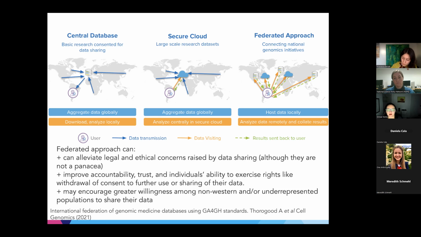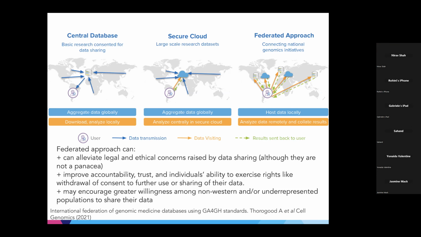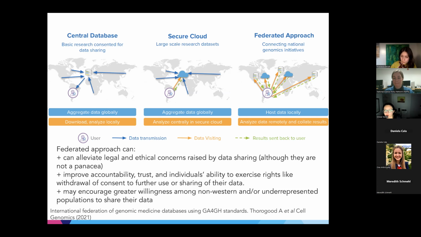And the advantage of such an approach is really multifold. So number one, it can alleviate some of the legal and ethical concerns that can be raised by data sharing. Although it should be said, it's not a panacea, and the ethical and legal concerns can remain whether or not you are doing some centralized databasing or a federated approach. But it is a way in which there is local control over data, which may improve not only accountability and trust, but also an individual's ability to exercise their rights over data, including things like withdrawal of consent or adjudication of who gets to use the data.